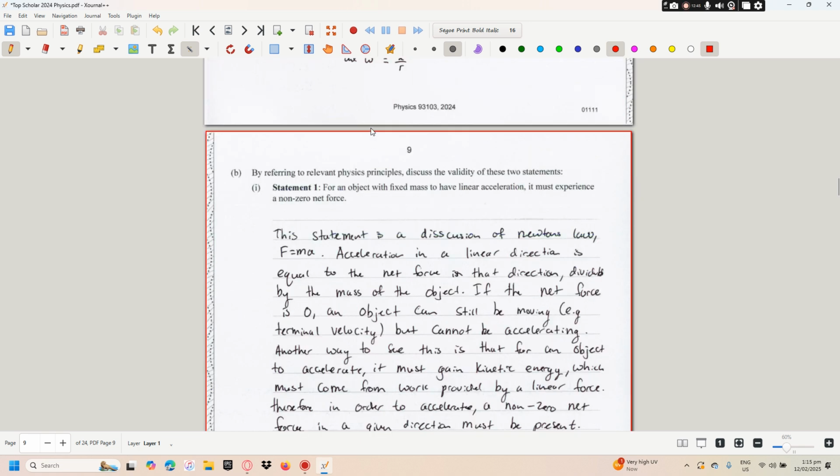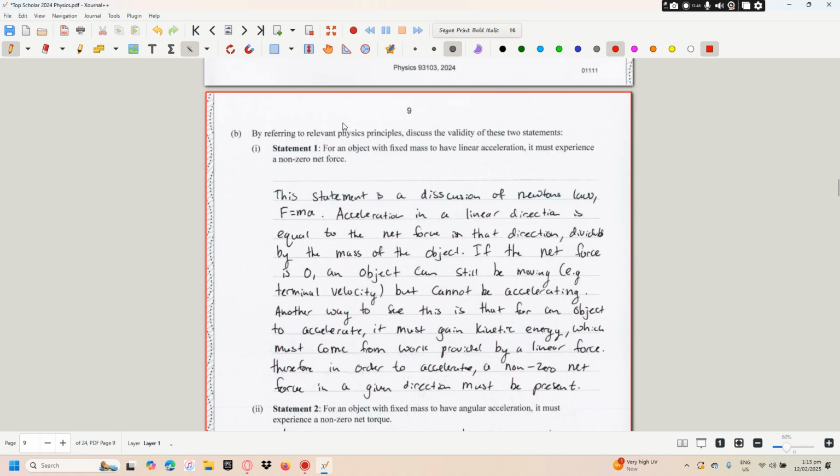Okay, right, referring to relevant physics principles, discuss the validity of these two statements. An object with fixed mass to have linear acceleration, it must experience a non-zero net force. This is a very basic statement, and it is just a discussion of Newton's law, F equals ma. Acceleration in a linear direction is equal to the net force in that direction divided by the mass of the object. So a high force, high acceleration, high mass, low acceleration. If the net force is 0, an object can still be moving, but it cannot be accelerating. So for example, terminal velocity, when you have an object falling, the force upwards from air resistance is equal to the force downwards from gravity, and it will not accelerate, but it'll continue falling.